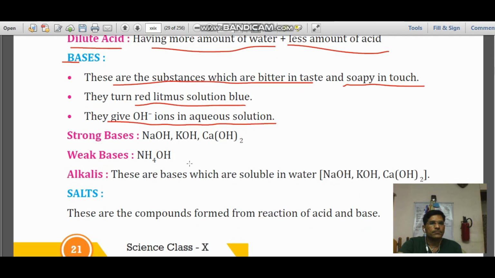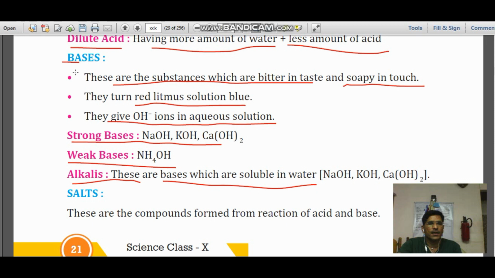Strong bases are sodium hydroxide, potassium hydroxide and calcium hydroxide. A weak base is ammonium hydroxide. Among strong bases, in the laboratory we generally use sodium hydroxide for testing purposes. Alkalis: bases which are soluble in water are called alkalis. Sodium hydroxide dissolved in water, so we can say it is alkaline.